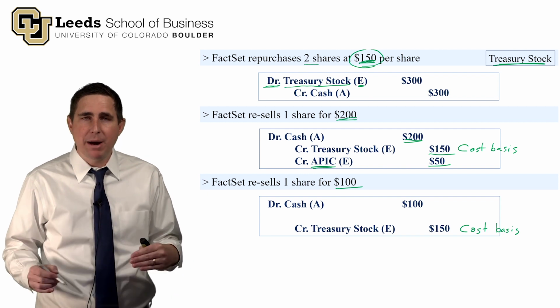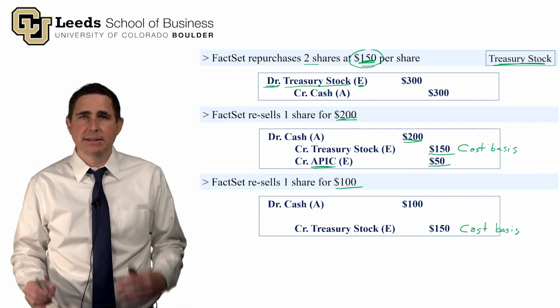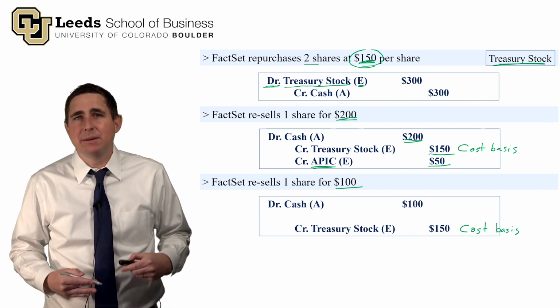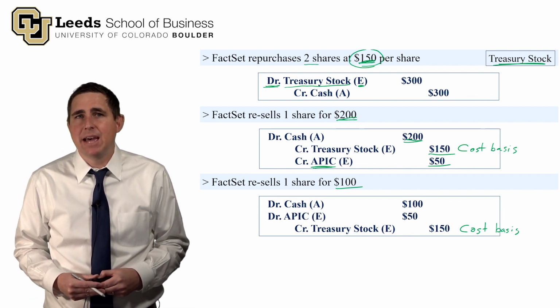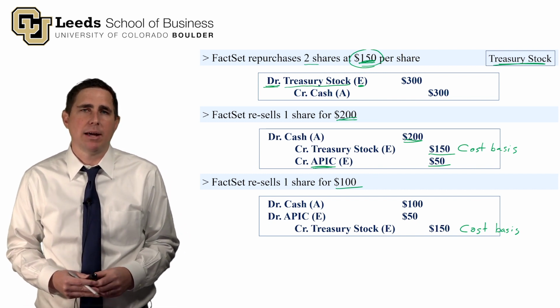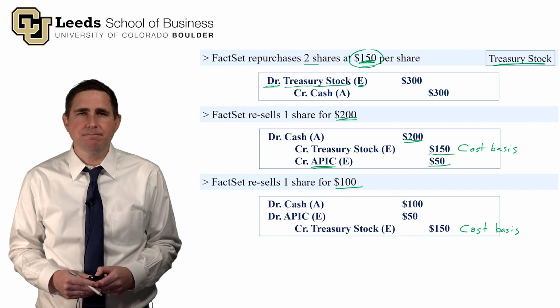And so it went up by 300, down by 150, down by another 150. Now it's back down to zero. And this time we need to balance the journal entry with the debit. And that debit again is just going to go to the APIC, additional paid in capital equity account, for $50.